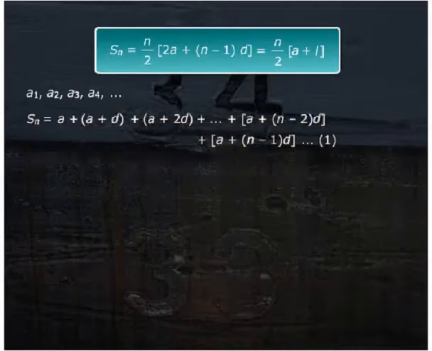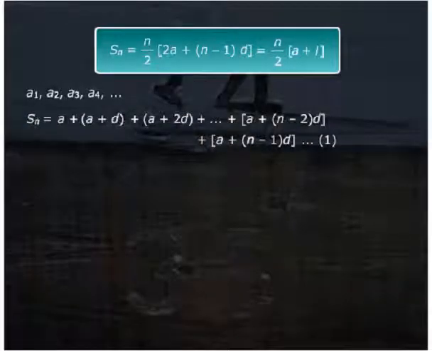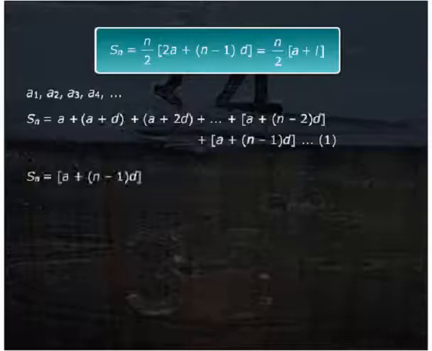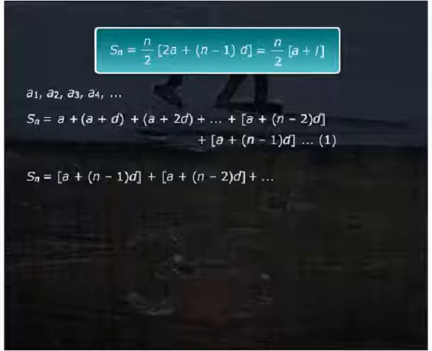Now I'll do a small trick and listen to me very carefully. The right hand side I will write in reverse. Fine. So I'll write the nth term first. That is a plus n minus 1 into d. Then the next term a plus n minus 2 into d and so on. So the last would be a. Let me call this equation 2.